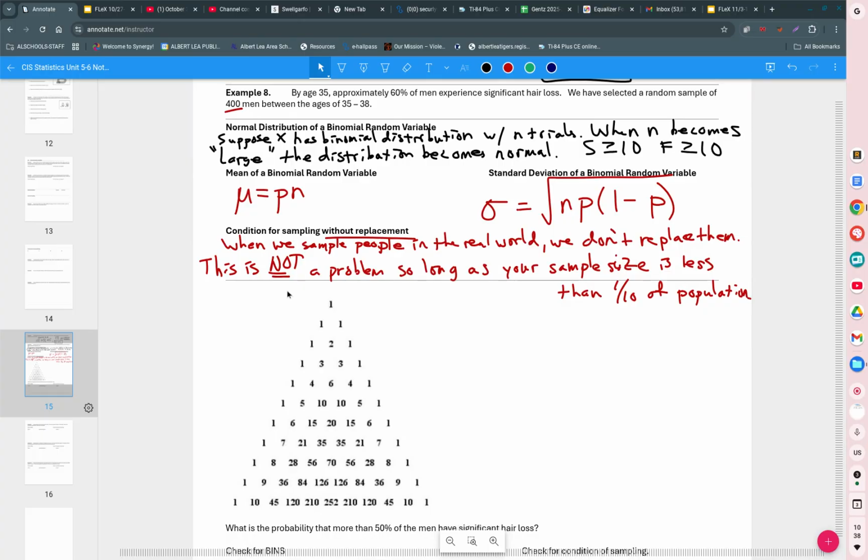So in this case, we really like the design. Either a guy has significant hair loss or he doesn't have significant hair loss, which makes it binomial. But the fact is that we're not replacing the guys after we select them. That's not a problem so long as our sample size is less than 1/10 of the entire population. So 1/10. If I multiply by 10, I get 4,000. Do you think that there's more than 4,000 men in the world? Yeah, so we're okay. You know what I mean? If our sample size was 4 billion, we'd be in trouble, but it's 400, so we're okay, all right?